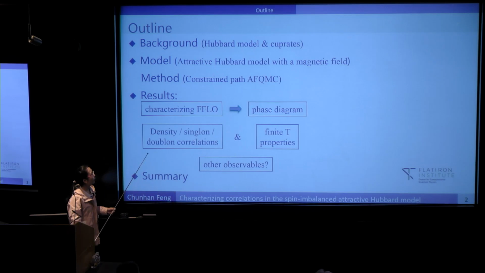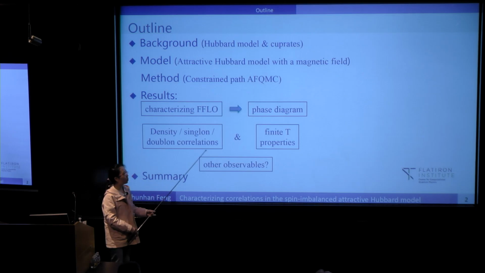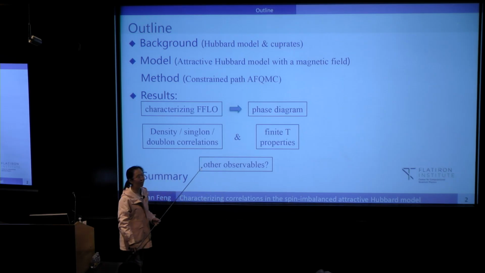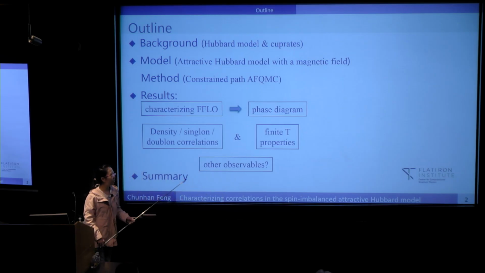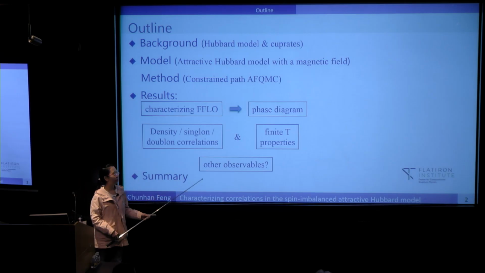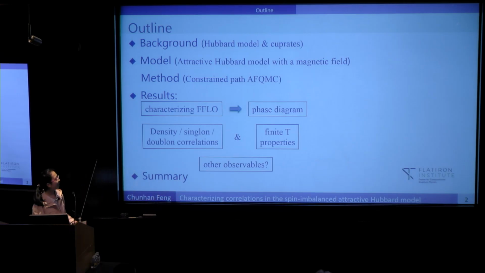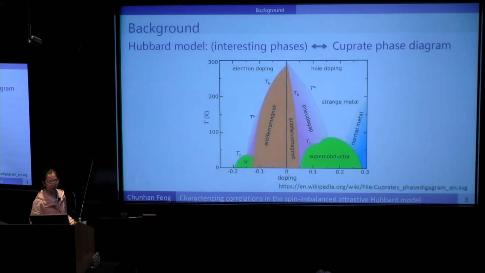And later, I will also show you some interesting results on density-density and singlon-doublon correlations, and I will also discuss some finite temperature properties of such a spin-imbalanced system. And finally, I will discuss some other observables we can measure in the experiment to detect the FFLO order. And in the end, I will summarize our work.